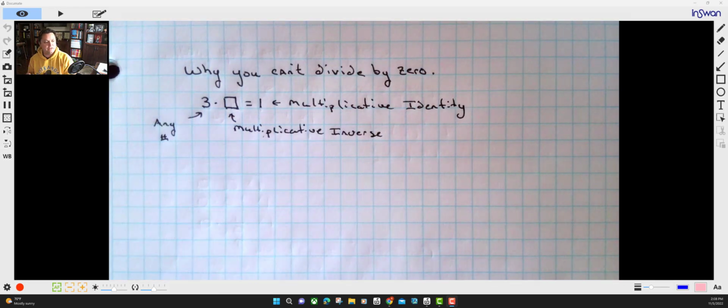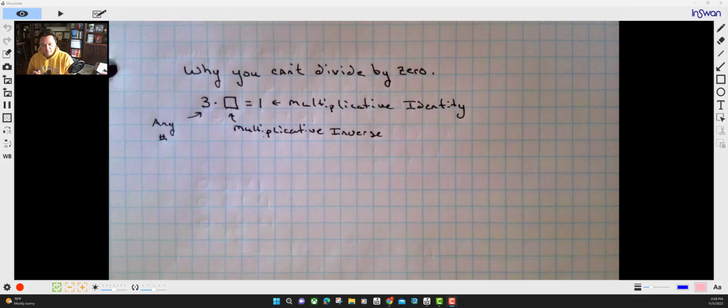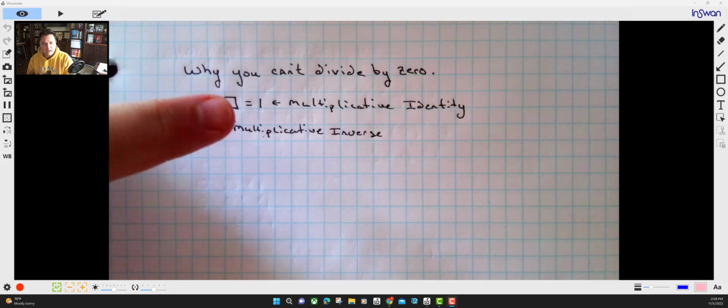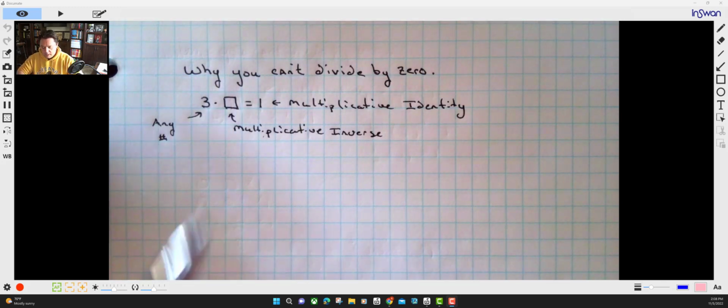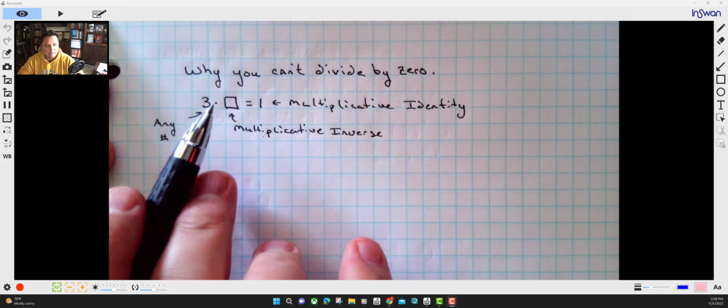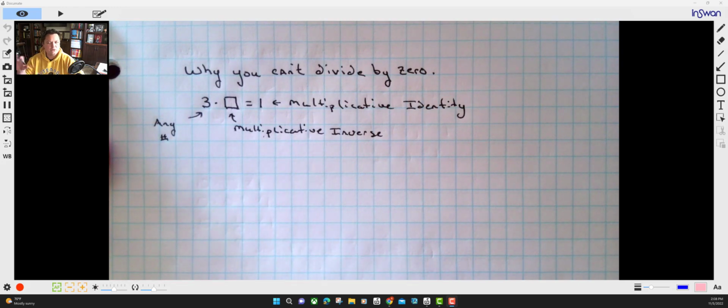That's the deal. We're set up for our real numbers in such a way that you give me any number, multiply it by its multiplicative inverse, and I get 1 out. Again, this any number can be any number except for 0. 0 is the unique one in the situation. We're going to see why.